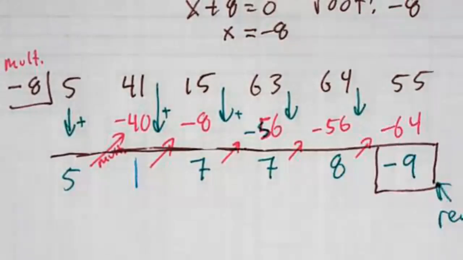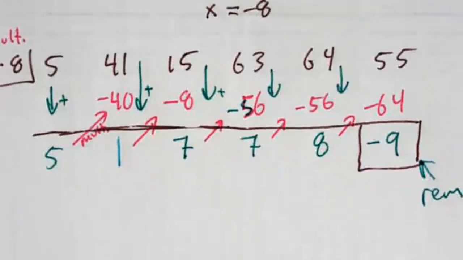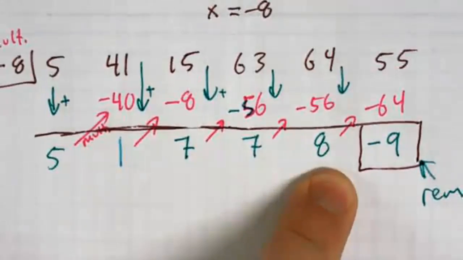Were you able to get negative 9 for the remainder? All right. And then we would translate this into our final answer. So that's not an answer, that's kind of our answer in code. We need to put some x's and x squareds and stuff after it.